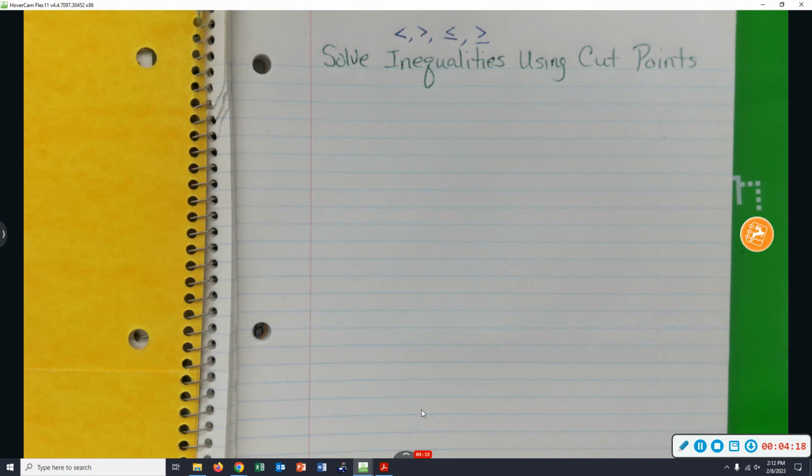It's always important to be able to distinguish one type of problem from another. So far this semester, we have not seen anything with less thans or greater thans in it. If you see something with a less than or greater than in it, and the instructions say solve, you're going to be doing that cut point method.